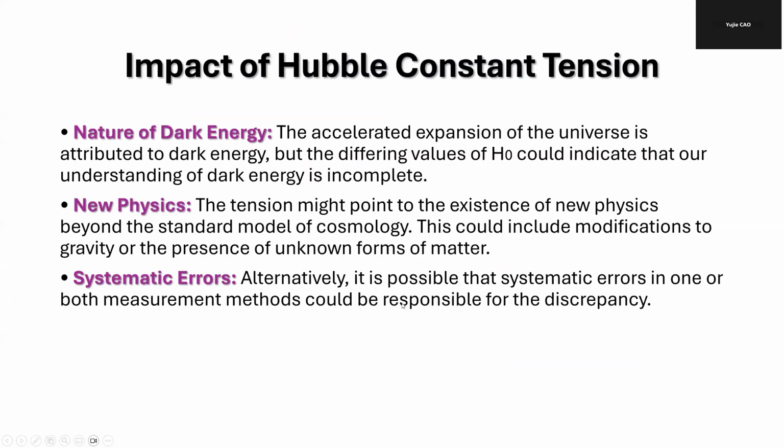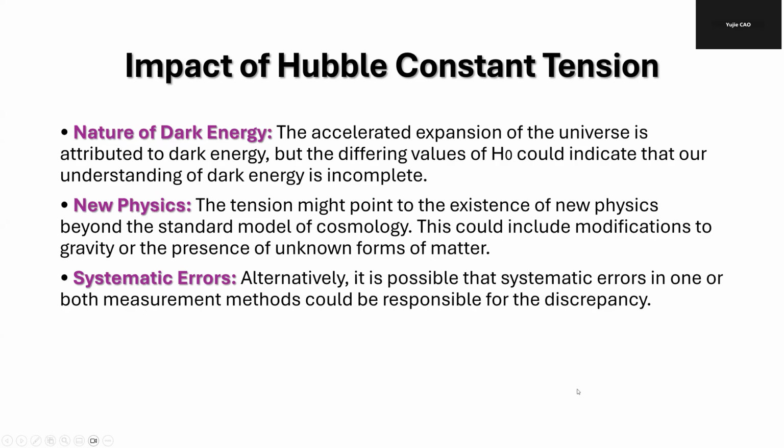As for the impact of Hubble constant tension, the discrepancy between these measurements is not just a minor detail. It raises important questions about our understanding of the universe. The difference of about 5 kilometers per second per Mpc is statistically significant and suggests that there may be something fundamentally wrong with our current cosmological models. This tension could imply several things.